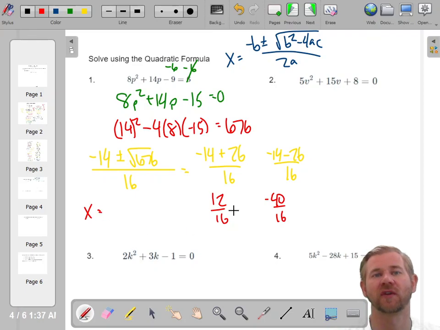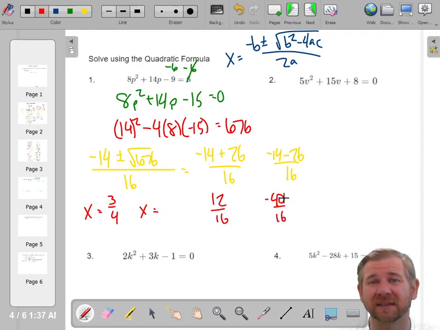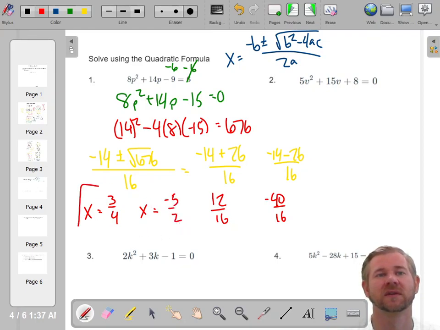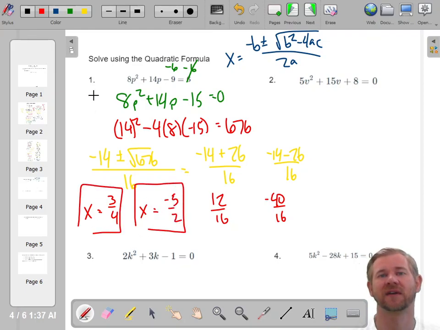So when you reduce those fractions, 12 over 16 is 3/4. And those are both, let's see, 20 over 8. Oh, they're multiples of 8. So 5 over 2, negative 5 over 2. So 3/4 and negative 5 over 2 when you reduce the fractions. Yeah, looks good.